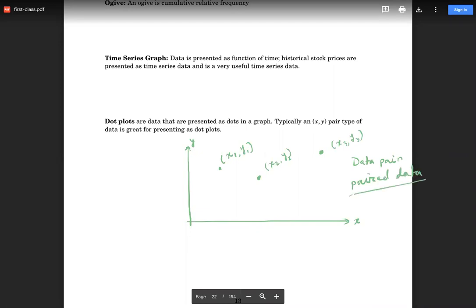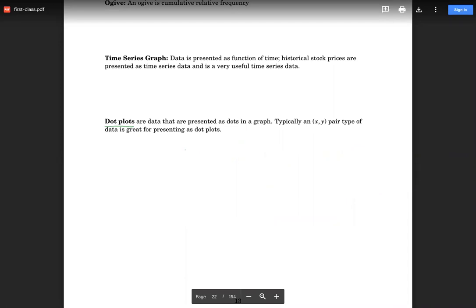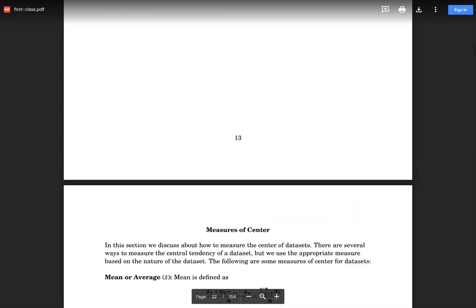Things that you could think of that goes with X and Y, right? X value and the corresponding Y value. So you put it as a dot, so we call it dot plots. This is like your rectangular coordinate system, XY plane, okay? All right, that kind of finishes all graphing stuff.